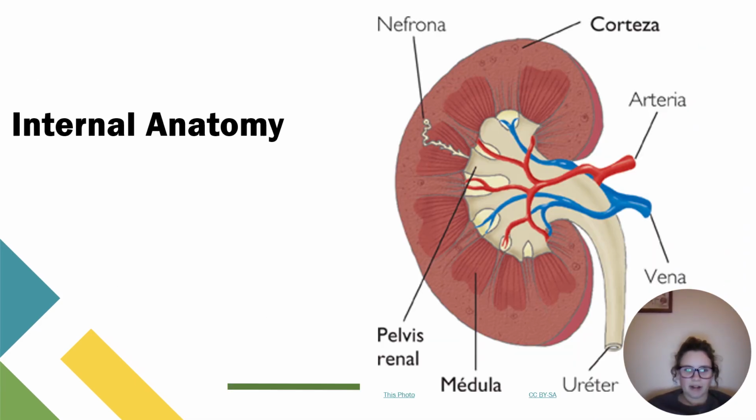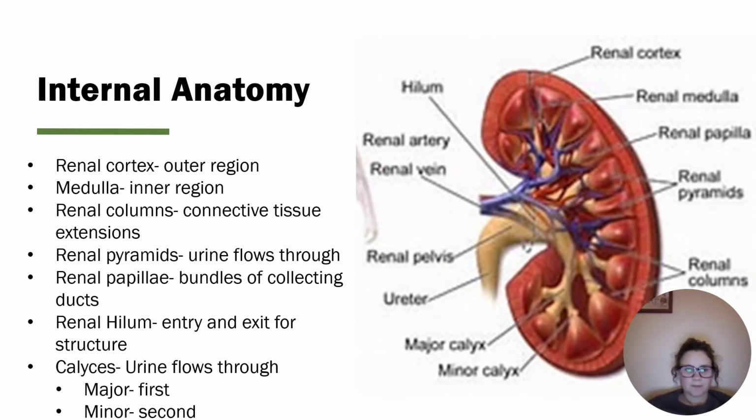This is your internal anatomy. So, in your internal anatomy, you have the renal cortex, which is the outer region of your kidneys. And then you have the medulla, which is the inner region. And then you have the renal columns, which are connective tissue extensions that connect your medulla to the inside of your kidneys. And then you have your renal pyramids, which you can see right here. And urine flows through those.